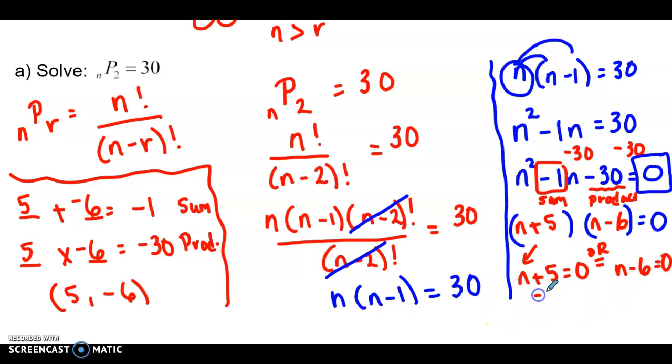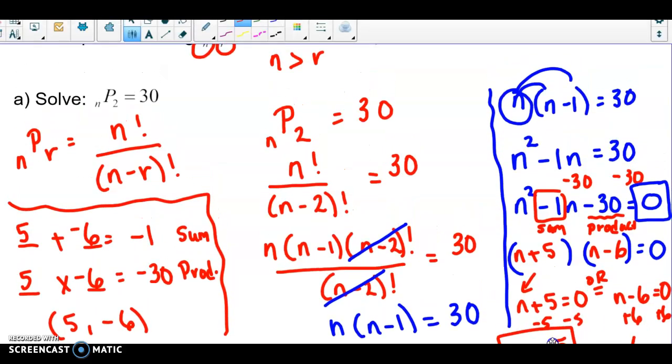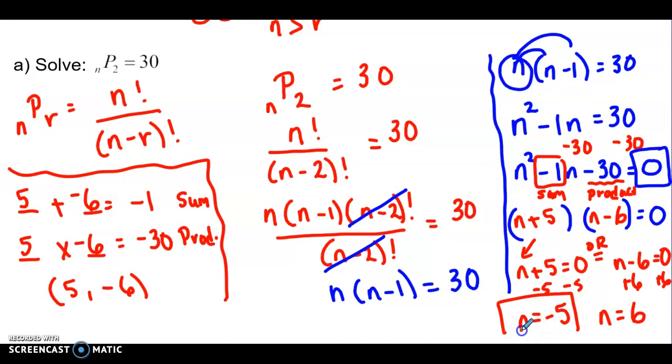So solving each of those, subtract 5 from both sides, we end up with n equals negative 5, and add 6 to both sides, we end up with n equals positive 6. It may look like there's two solutions. However, based on our restrictions above, we need a positive number. n cannot be a negative number. So we reject this solution. And our answer is n equals 6.